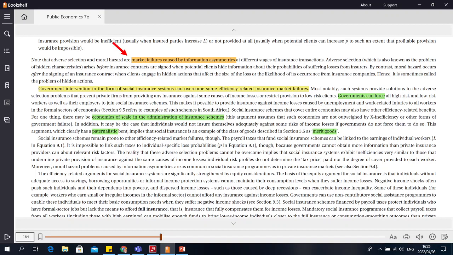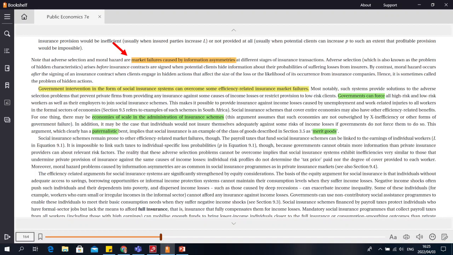So the market failure is basically caused by information asymmetries. Information asymmetries mean that the insurance company and the person who wants to be insured have different levels of information. Any person going for insurance knows much more about themselves than the company knows about you and your behavior. So they have to take some statistical average of people when they determine the premiums.